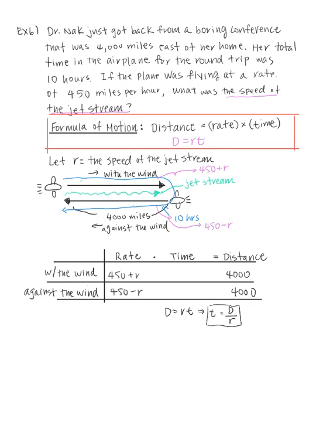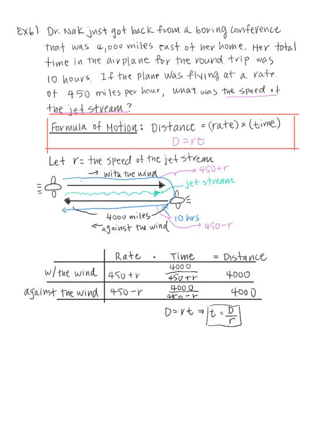So what I'm going to do is fill in those two boxes. I'm going to use this formula because we're already given the distance and the rate. So let's go with the first box, which is traveling with the wind. Time should be d over r, but our d is 4,000, and then our r is 450 plus r. Now we're going to do the same thing for the second box. So here what we're going to get is 4,000 over 450 and then minus r.